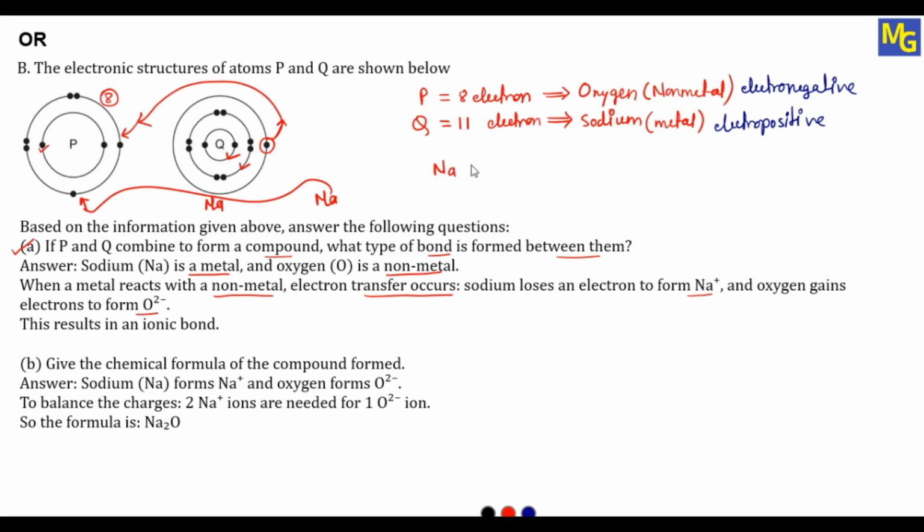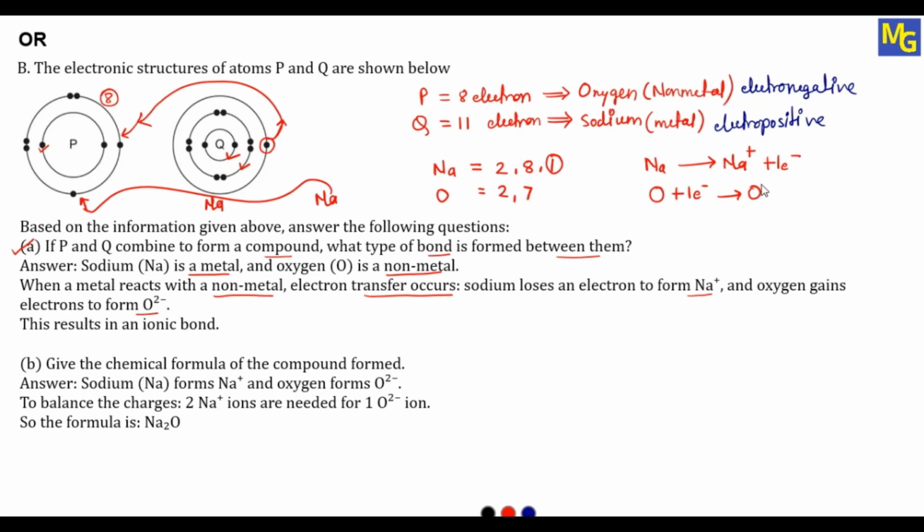Na had electronic configuration 2, 8 and 1. Once it loses this electron, because of the loss of electron, electrons are decreased and protons are in excess. Therefore, Na becomes Na plus as one electron is lost. In case of oxygen, its electronic configuration is 2 and 7. So it gains one electron. Therefore, oxygen, if it takes one electron, becomes O minus.